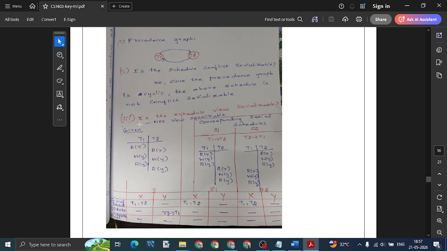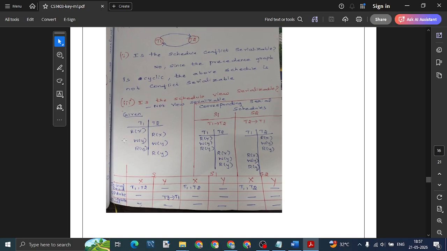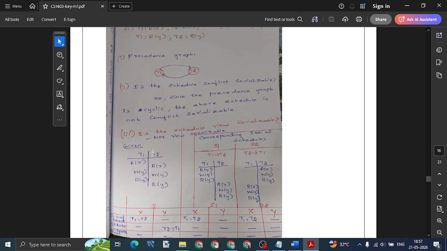Okay. Now given the transactions, first I need to find the conflicts. So I am going to check here and here. Read and read is not a conflict at all. Then read-write, there is a conflict, but between different items, right? Here it is X, there it is Y, so there is no conflict at all. Then write on the same data item, so there must be an edge between transactions T1 and T2. So I am going to draw the edge from T1 to T2.